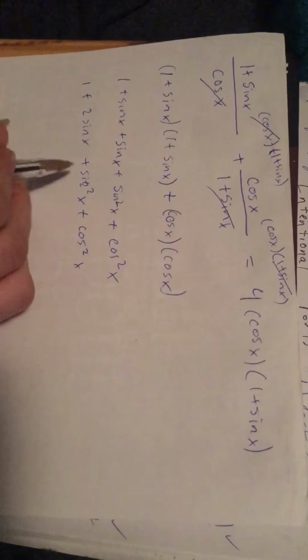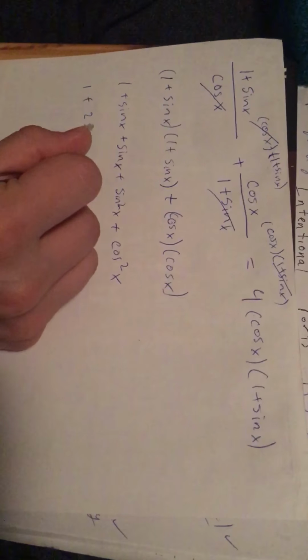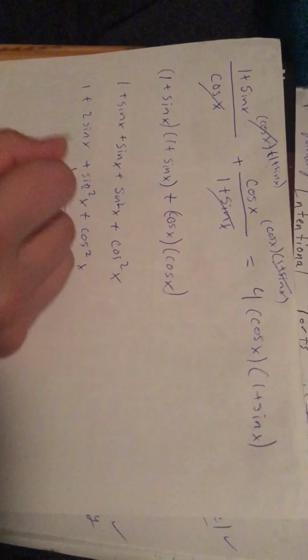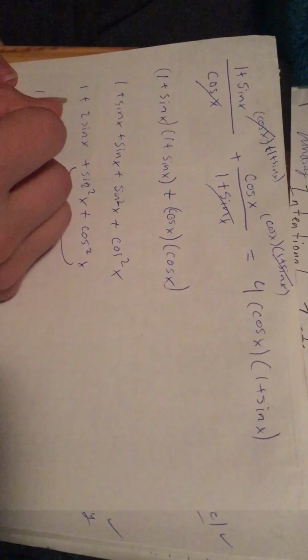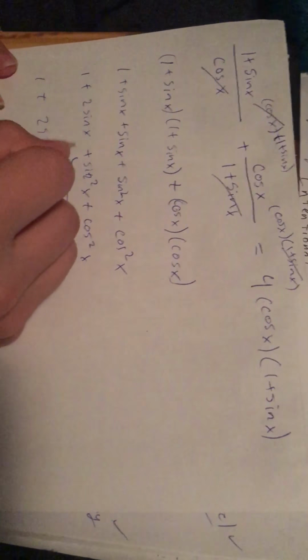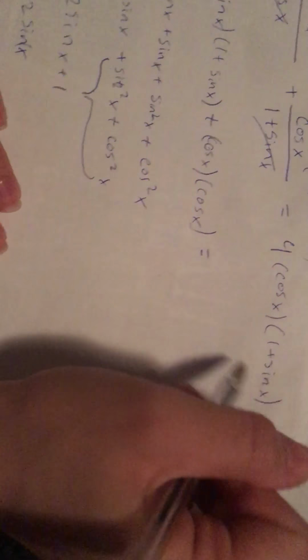And if you remember from our notes, when you add sine square x plus cos square x, you'll get 1. And you'll find that it'll then be another 1 plus 2 sine x. So when you add these together, you'll have 2 plus 2 sine x. We're just going to leave it there for now, and we're going to go back to the 4 up here. With the 4, you're going to want to FOIL out these.